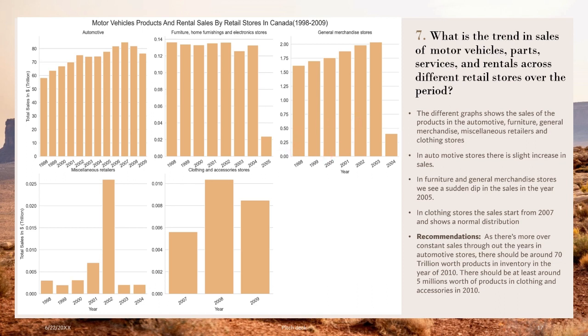And our recommendation is that, as there are more or less constant sales throughout the year in automotive stores, there should be around 70 trillion worth of products in inventory in the year 2010. There should be at least around 5 billion worth of products in clothing and accessories in 2010.